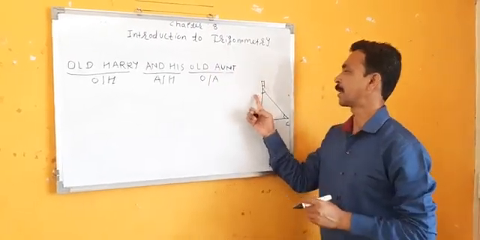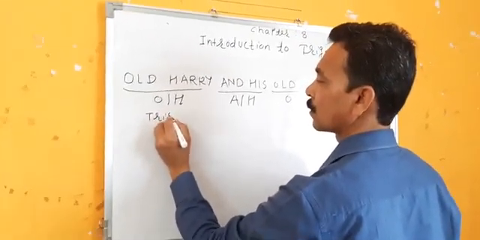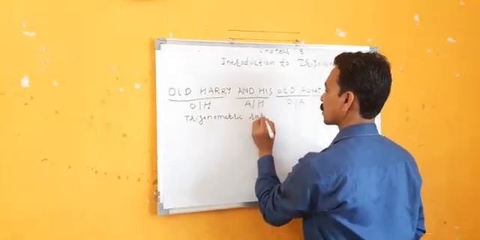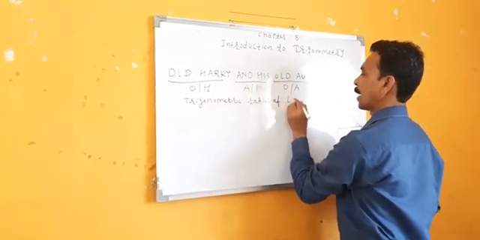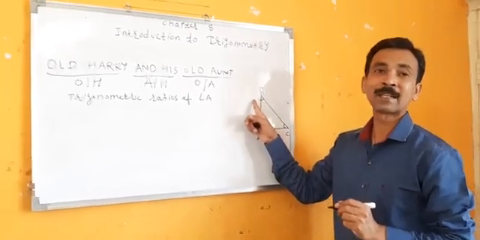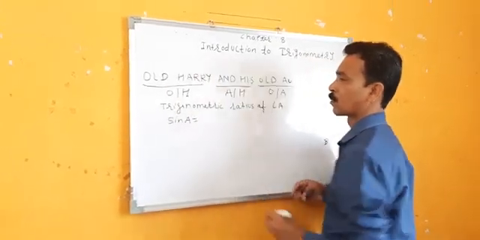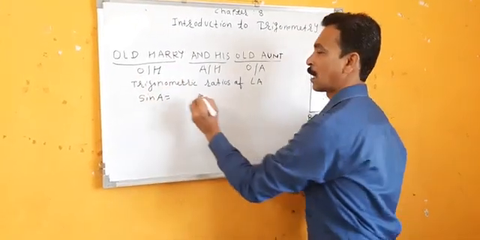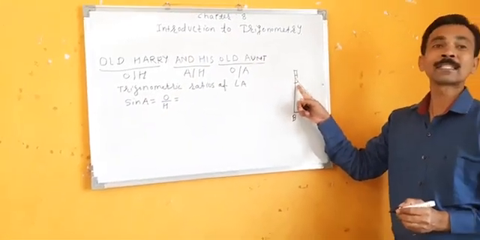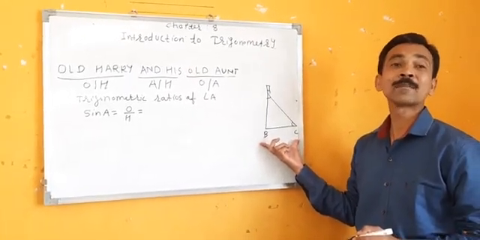Now we'll see trigonometric ratios of angle A. I'll write here: trigonometric ratios of angle A. We have seen with the reference angle C. Now we'll see with reference angle A. So I will write here sine A. What is sine? Opposite upon hypotenuse is equal to. Now if angle A is the reference angle, what is the opposite side of angle A? BC.